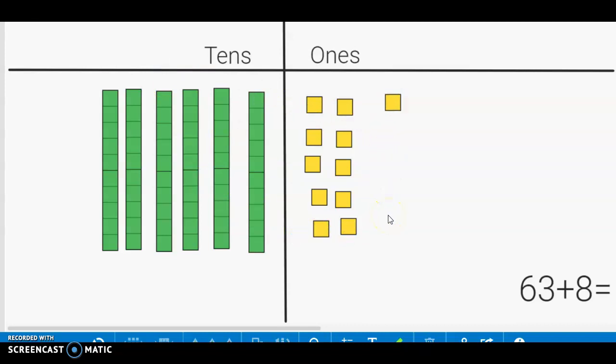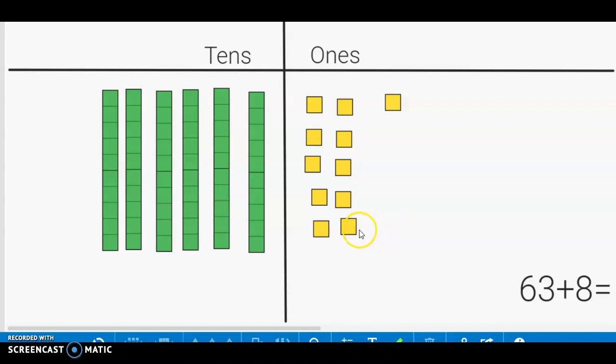Okay, so if you notice, we have more than 10 ones, and that's a sign to us that we need to regroup. In our answer to 63 plus 8, we can't write 11 in the ones place. There can only be one digit. We can't show that in the ones place. So what we have to do is regroup.